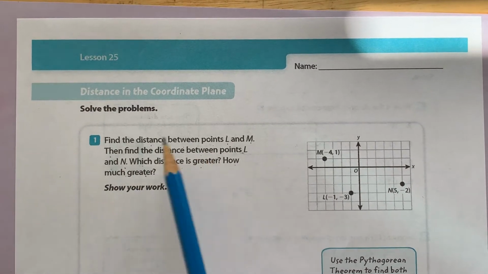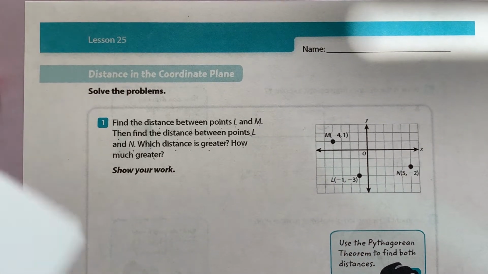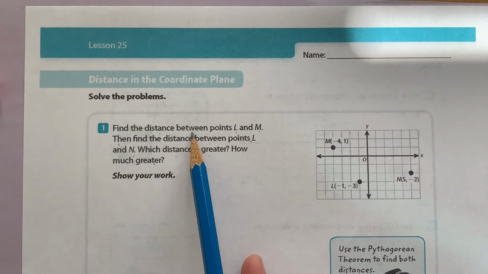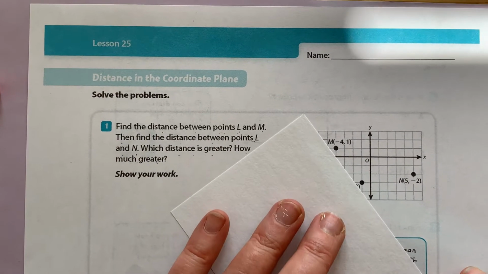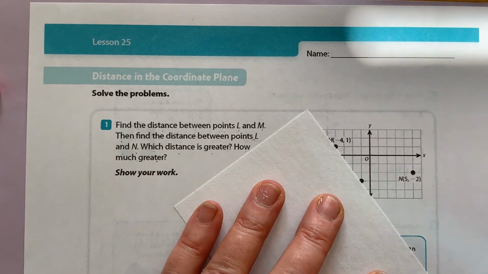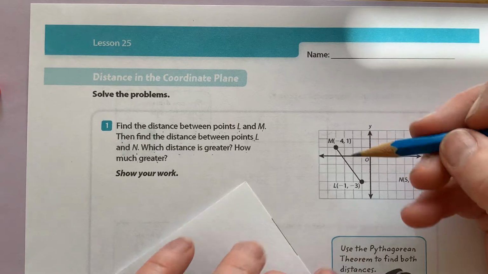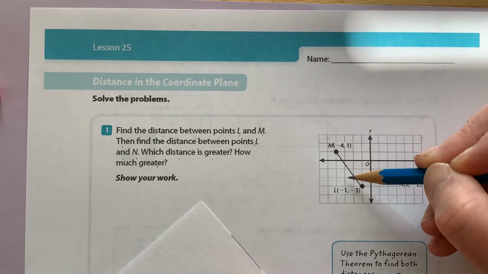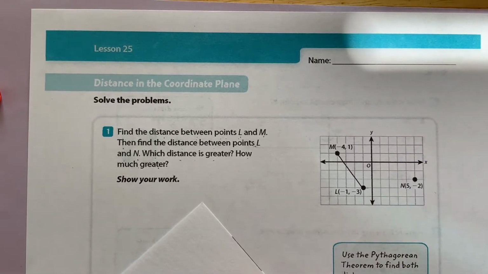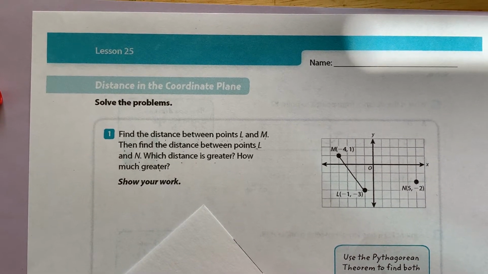So let's go ahead and start working with our picture and make sure we know where to start. Find the distance between points L and M. The first thing I'm going to do is find this distance, so I'm going to draw a line here. I notice that since my line is diagonal, I can't just count the boxes. So I'm going to have another method, and that method is the Pythagorean Theorem that we've been learning.